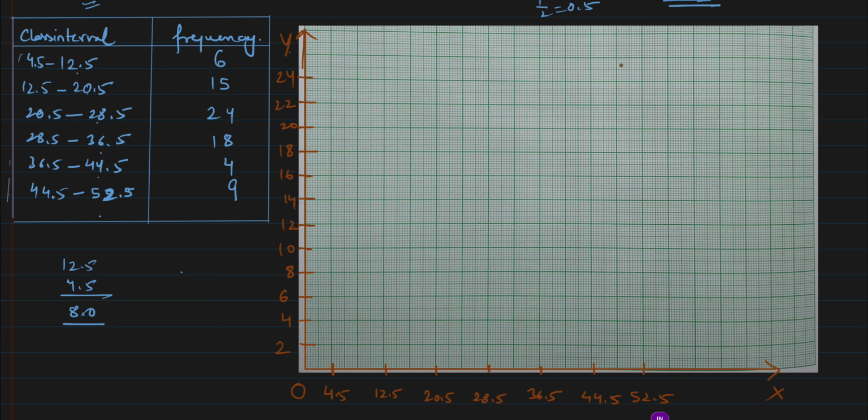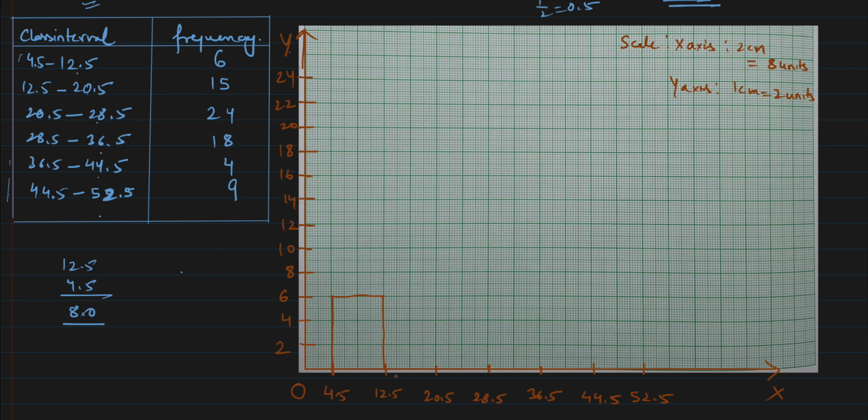Hope that's clear. So the scale I'll mention here. The scale I've taken on the x-axis is 2 centimeters equals 8 units, because I've taken a gap of that. And then on the y-axis, I've taken 1 centimeter equals 2 units. I hope that is clear. Yeah. Now let's start plotting. So for 4.5 to 12.5, it is 6. So use the scale to draw it, students.